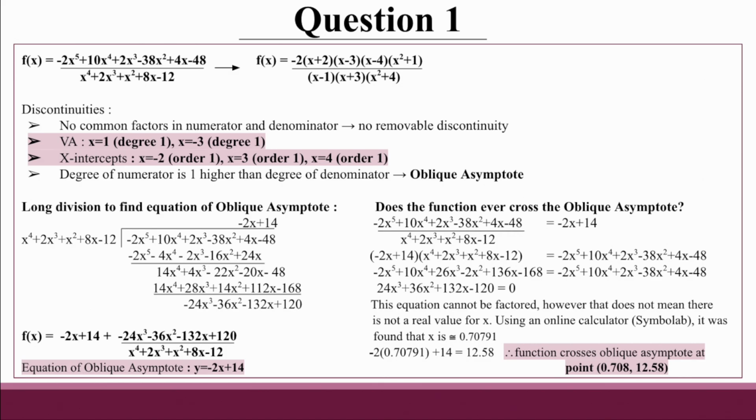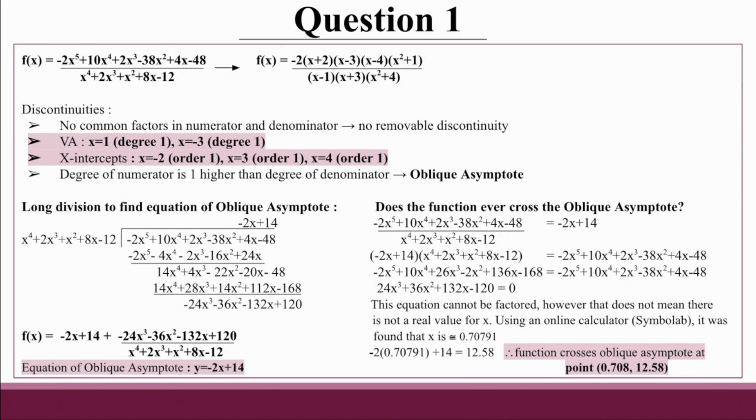Moving on, we can see that the degree of the numerator, which is 5, is 1 more than the degree of the denominator, which is 4. Therefore, there is an oblique asymptote. If you pause the video, you can see the long division that was used to find the equation of this oblique asymptote, which is y equals negative 2x plus 14.